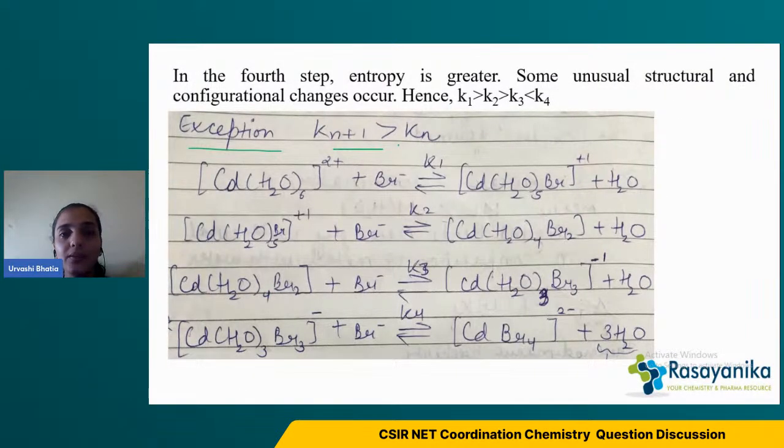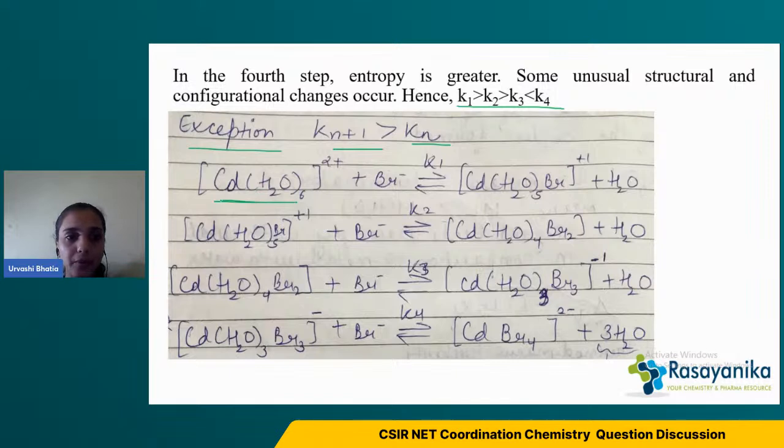Kn plus 1 is greater than Kn. The trend here is the same. K1 is greater than K2 is greater than K3. But here you can see that K4 is greater than K3. Now that is the reason you have to give in the answer. In the fourth step, entropy is greater. Some unusual structural and configurational changes occur.